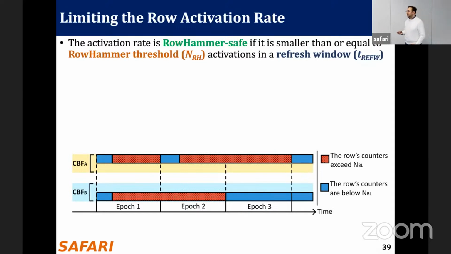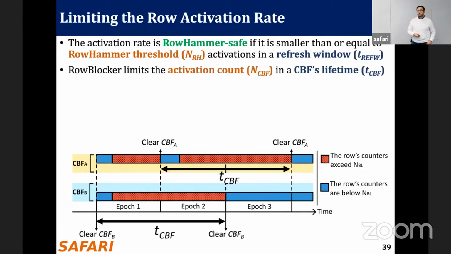This was only for the blacklisting part. So we identify which row is blacklisted. And now we need to take an action on this row to limit its activation rate. And this is how we do that. The activation rate is RowHammer-safe if, at a given time window, we perform fewer activations than some threshold. And this threshold is defined based on the time window and the vulnerability level of that DRAM chip.